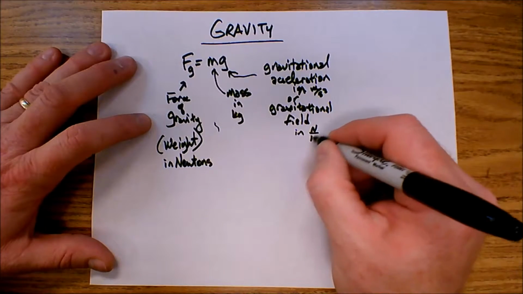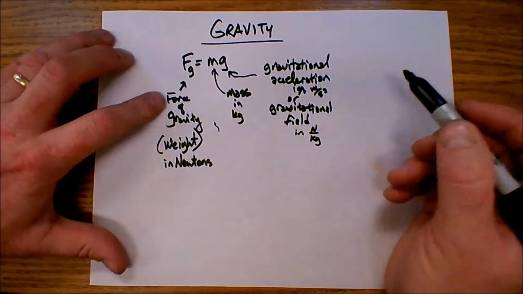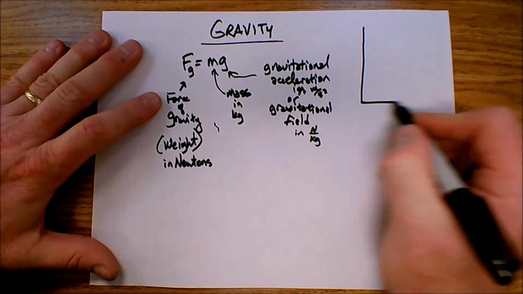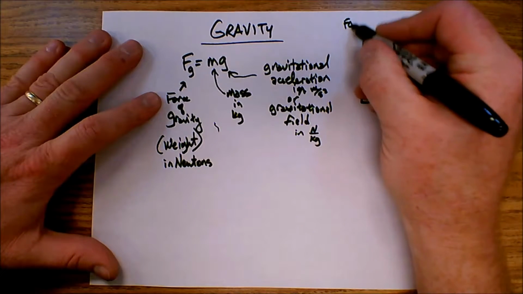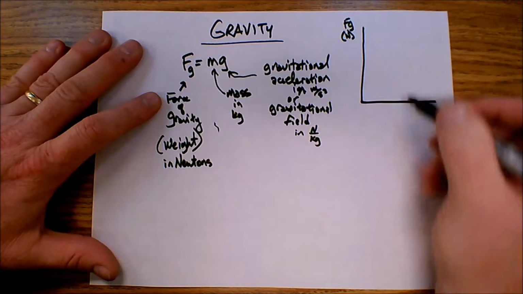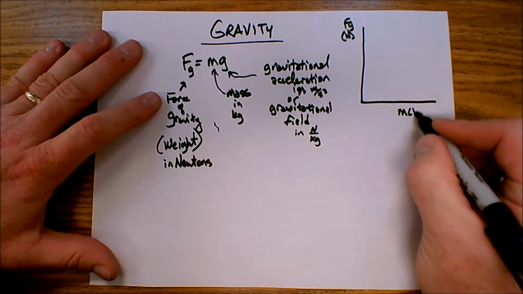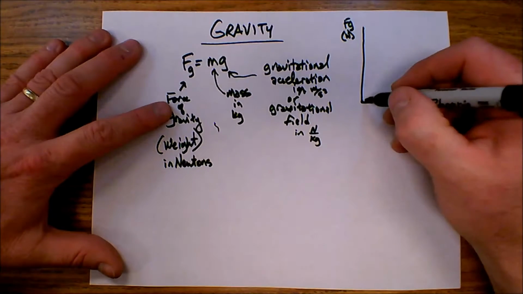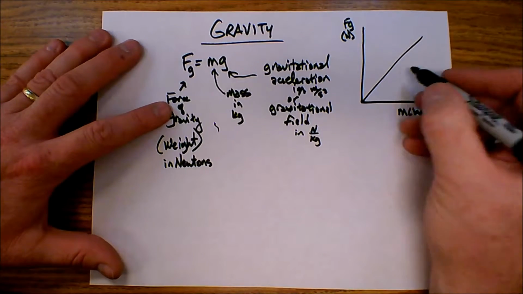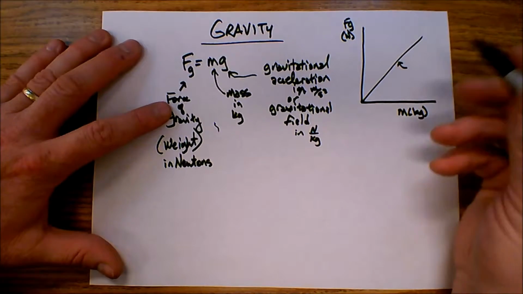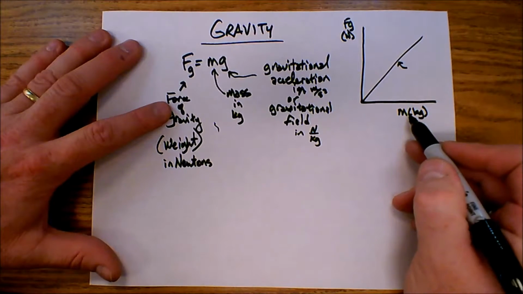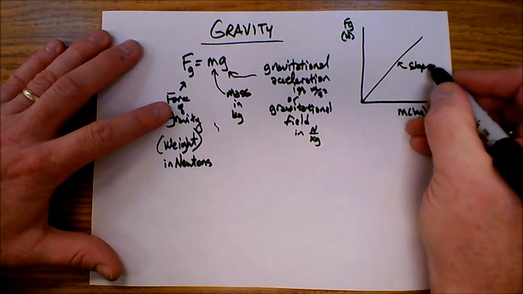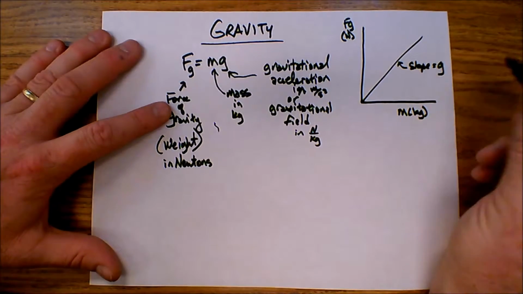in newtons per kilogram. One of the ways that we can find this equation is if we were to collect some data on the weight of an object, force of gravity in newtons, versus the mass of an object measured in kilograms. When we graph this, we would find a nice linear relationship. The force of gravity is proportional to the mass, and the slope of this graph is in fact what we call little g.